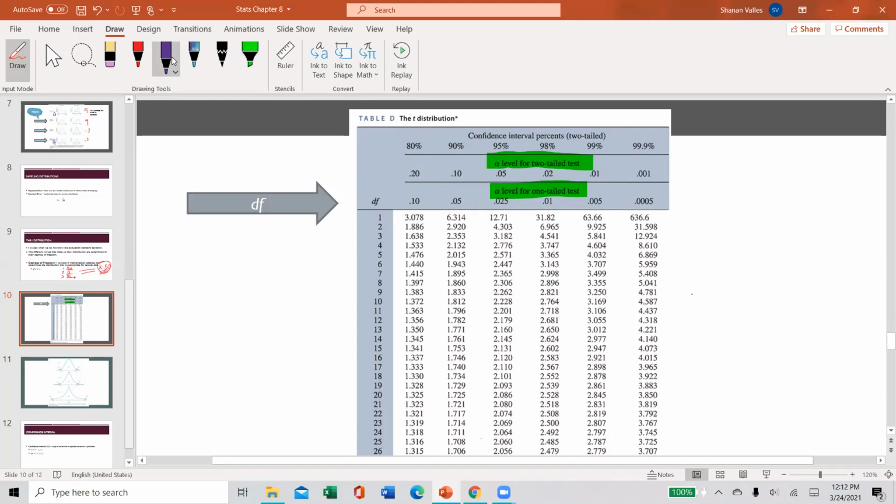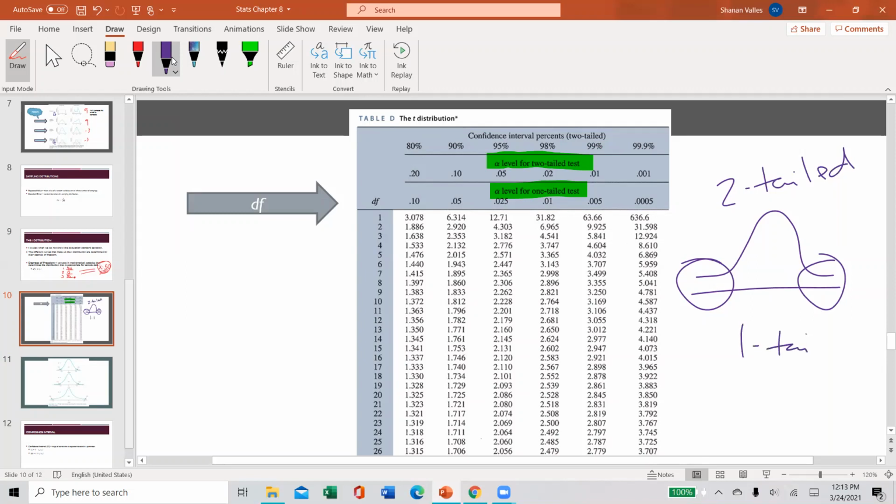Now, what they're talking about here is, are we going to look in both tails? This is a two-tailed test. And a one-tailed test is where we are only looking in one direction, and it could either be the left tail or the right tail.